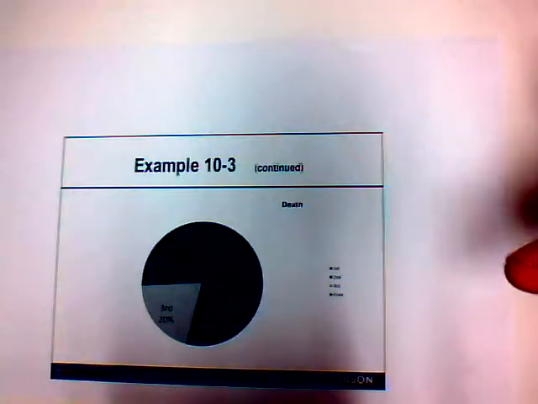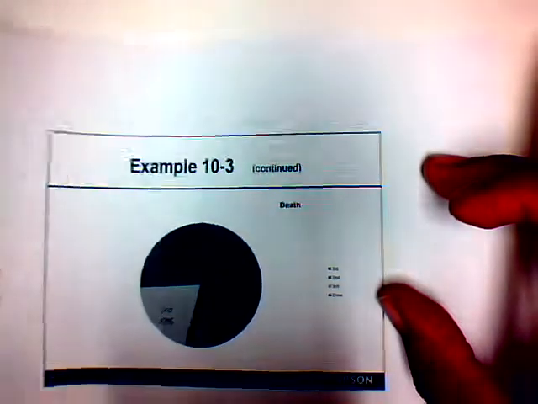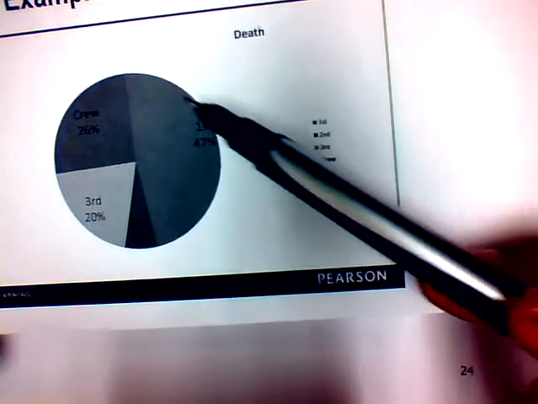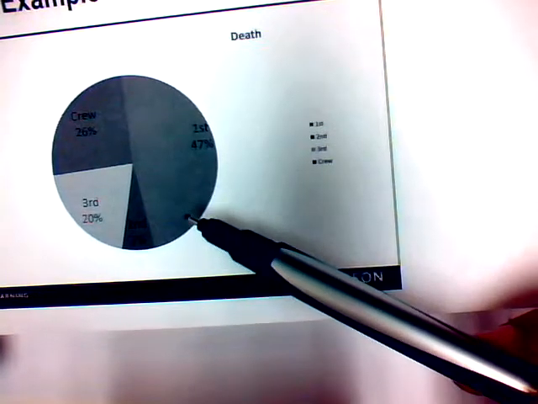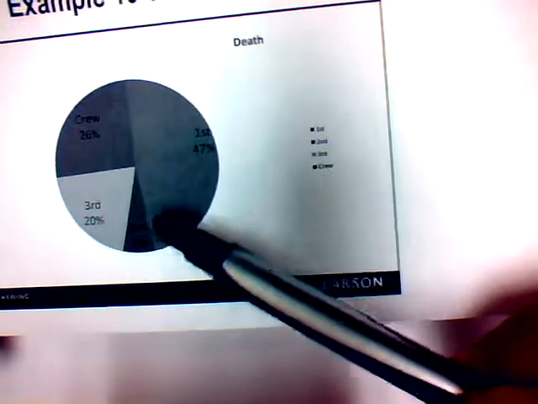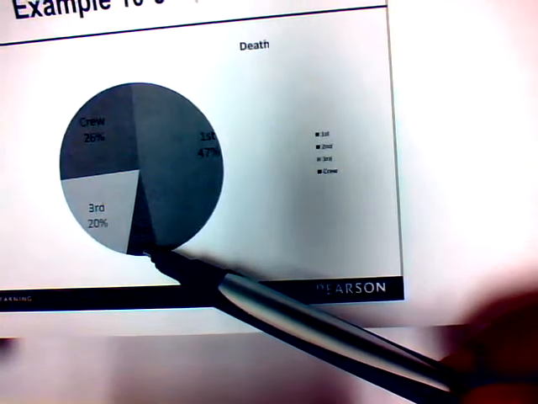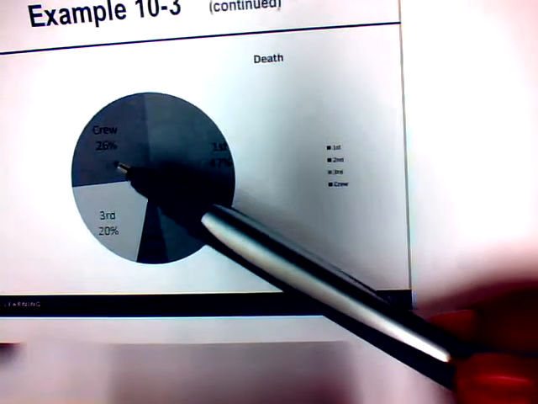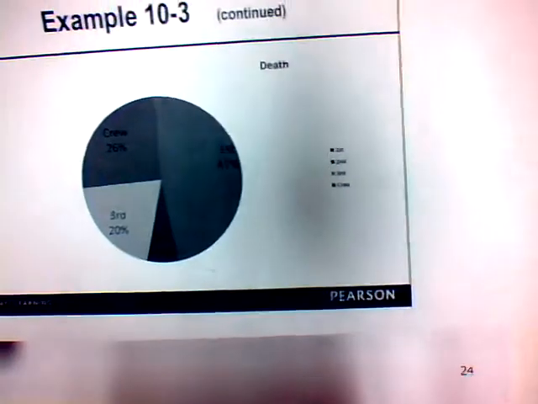And then the next one is for deaths, those who died. The first was 47%. You can see that particular piece of the circle. This small piece represents second. This one represents third, and this one is the crew, which is 26%.